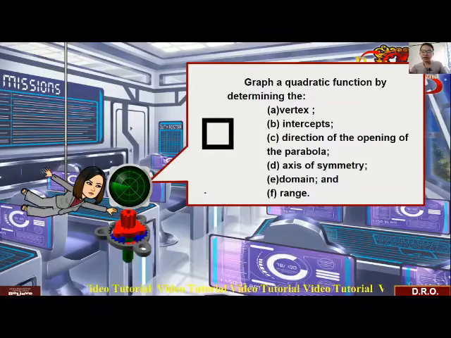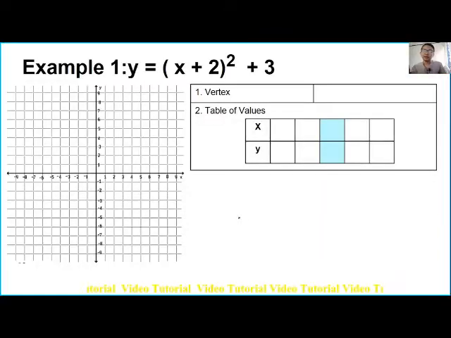Let us now proceed with achieving our MELC. For example number 1, we have here y equals the quantity of x plus 2, quantity squared, plus 3. So this given is already in vertex form, so we can easily identify the vertex or the values of h and k. For the vertex, this will be negative 2 and then positive 3.